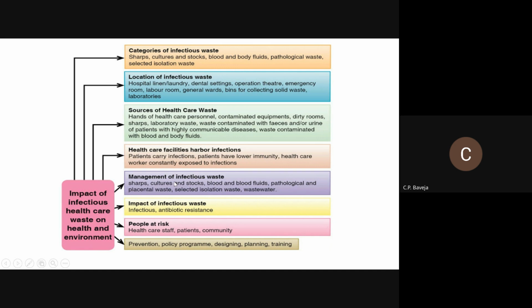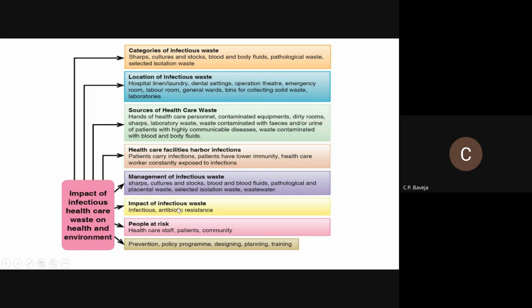Then, management of infectious waste: how to manage sharps, cultures and stocks, blood and body fluids, pathological and placental waste, selected isolation waste, and wastewater. All these infectious wastes should be sterilized. Sharps should be sterilized while using, cultures and stocks should be disposed of properly, and blood and body fluids should all be disposed of properly.